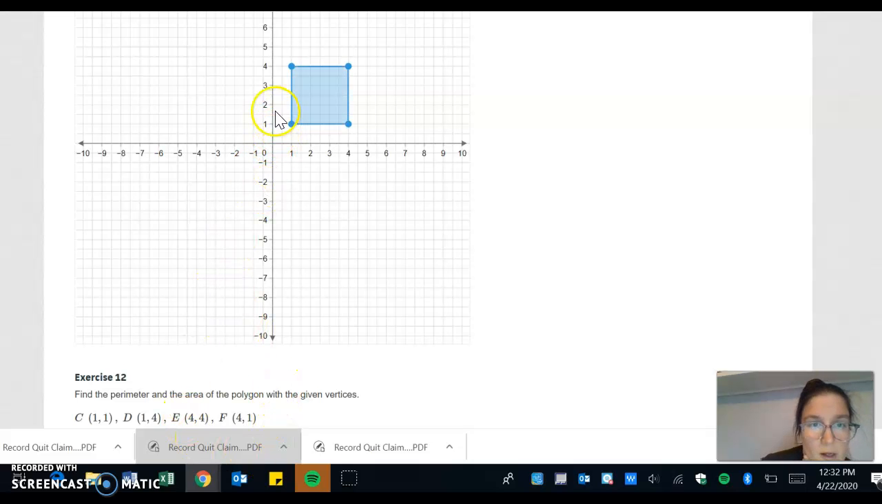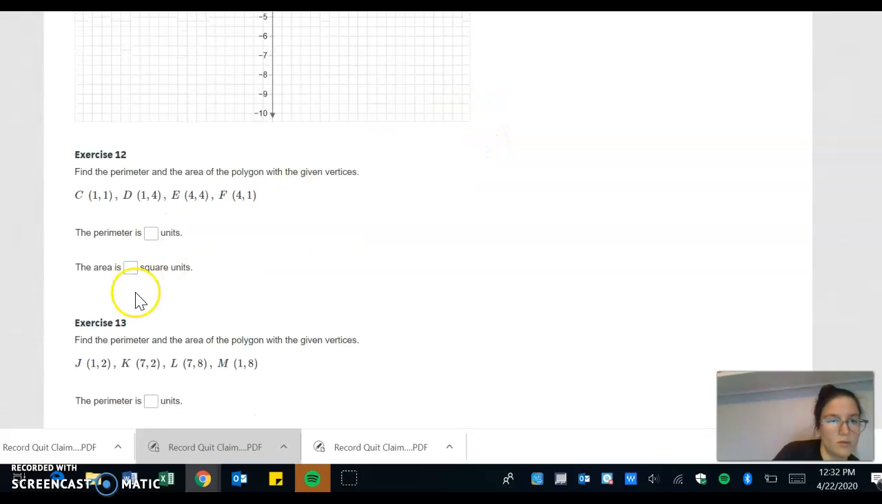And then find the area of the polygon. So 1, 2, 3. So that's a 3 by 3, which is 3 times 3, which is 9. So that is for number 12.